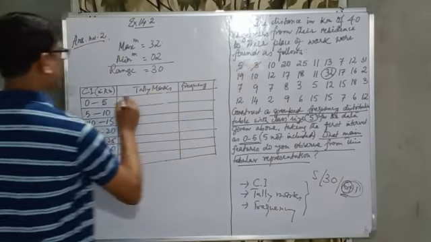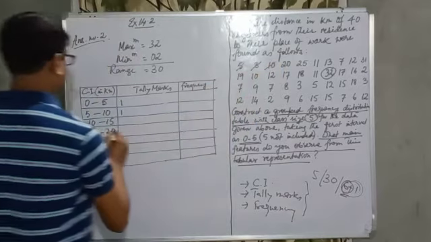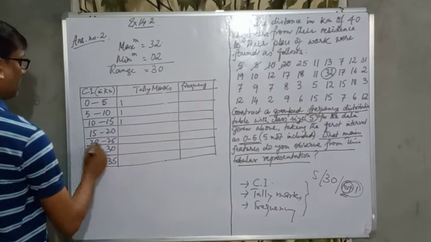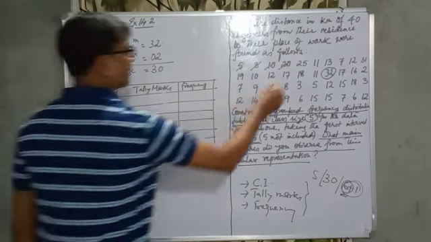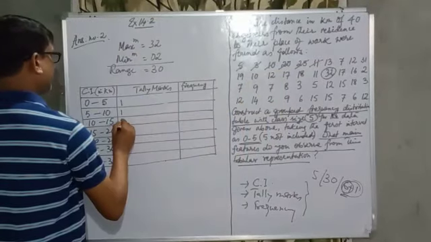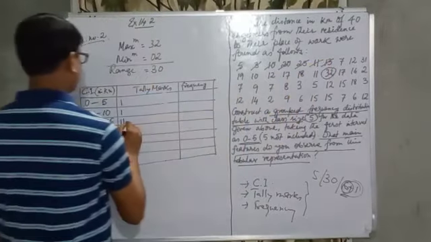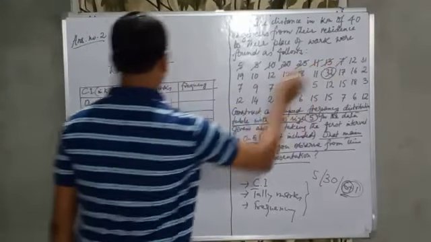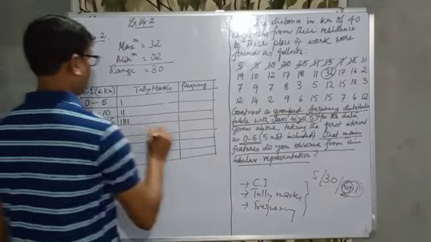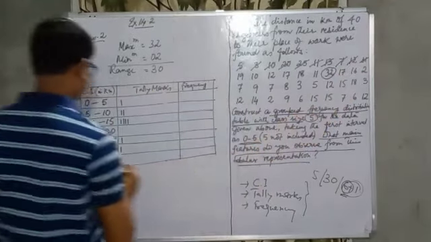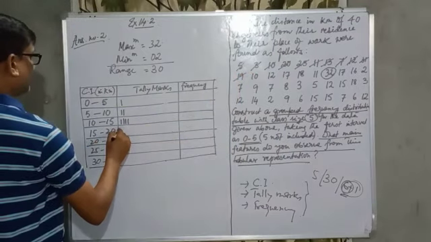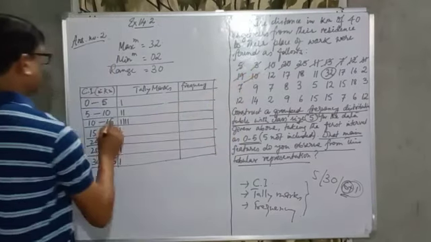Then 3 will come to the first interval. Then 10 will come in the third interval. 20 will come in 20 to 25. Then 25 will come in 25 to 30. 11 will come in 10 to 15. 13 will come in 10 to 15. 7 will come in 5 to 10. 12 will come in 10 to 15. Then 31 will come in 30 to 35. Then 19 will come in 15 to 20. 10 will come in 10 to 15.